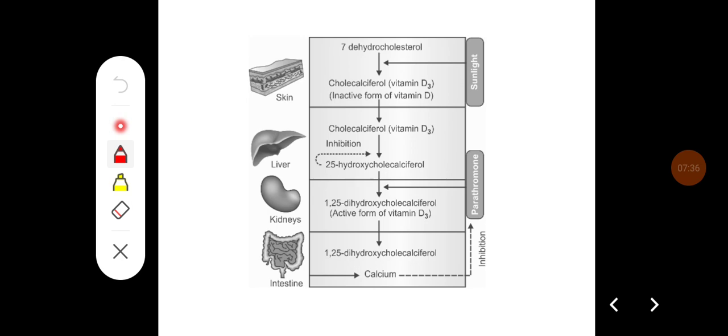So this is how metabolism of 7-dehydrocholesterol occurs. It gets converted into cholecalciferol, which is the inactive form of vitamin D3, under the sunlight, and this cholecalciferol gets converted into 25-hydroxycholecalciferol in the liver, and this 25-hydroxycholecalciferol gets converted into 1,25-dihydroxycholecalciferol, which is the active form of vitamin D3, in the kidney. This 1,25-dihydroxycholecalciferol increases the calcium absorption from the intestine and increases plasma calcium level. And this raised calcium level, by negative feedback mechanism, inhibits the formation of parathormone from the parathyroid glands.